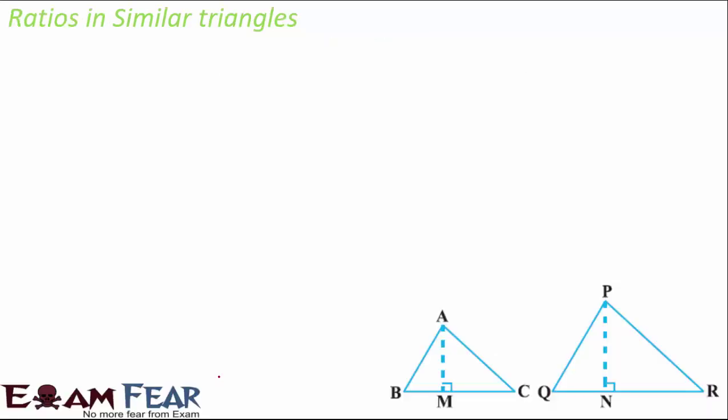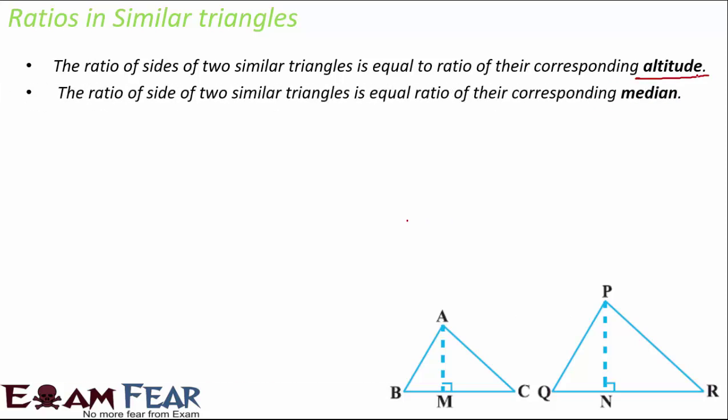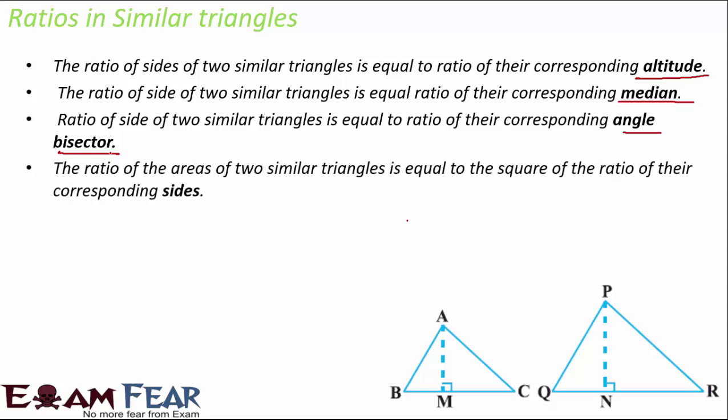Okay, so let's quickly look at some important facts related to ratios in similar triangles. Ratio of sides of two similar triangles is equal to the ratio of their corresponding altitudes, that is heights. Ratio of sides of two similar triangles is also equal to the ratio of their corresponding medians. Ratio of sides is also equal to the ratio of their corresponding angle bisectors. Now these are important facts because you may have to use them to solve some of the questions. Ratio of areas of two similar triangles is equal to the ratio of the squares of their corresponding sides.